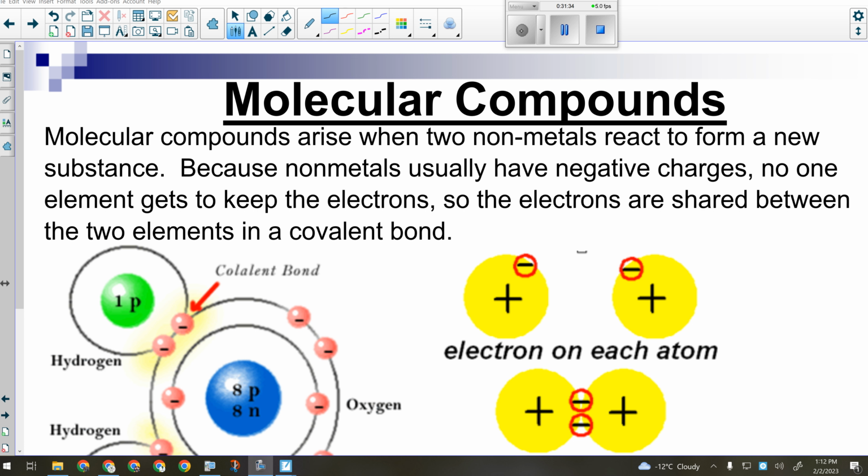Molecular compounds arise when two or more nonmetals react and form a new compound. We're only going to deal with binary ones, so it's just going to be two. Now, nonmetals all have negative charges, so this idea that we can balance charges doesn't work for a molecular compound, but it also doesn't have to. The nonmetals in molecular compounds aren't looking to trade electrons; they're looking to share. They still end up with their outer shell full, like we looked at with the ionic compounds, but they don't do it by giving and taking, they do it by sharing an electron.